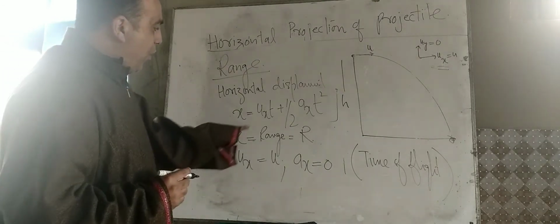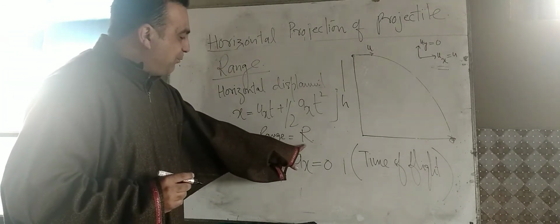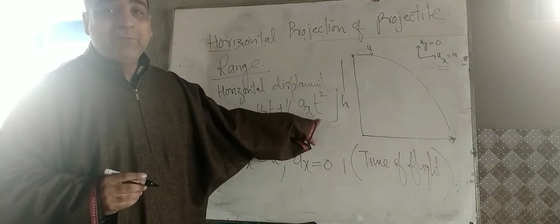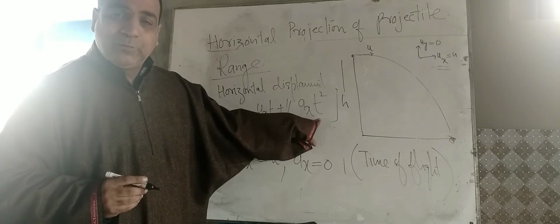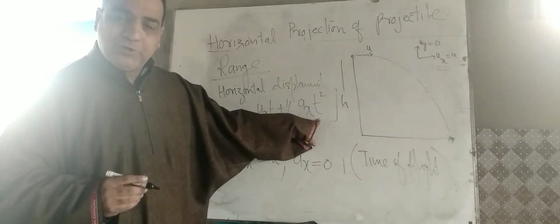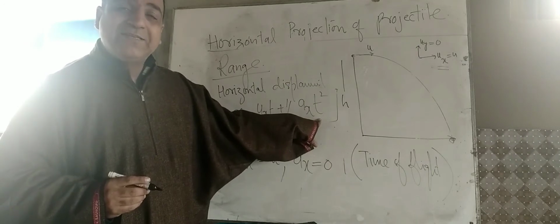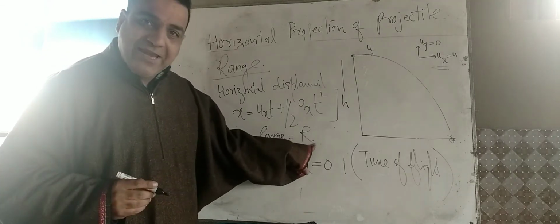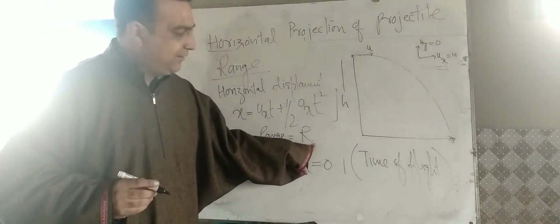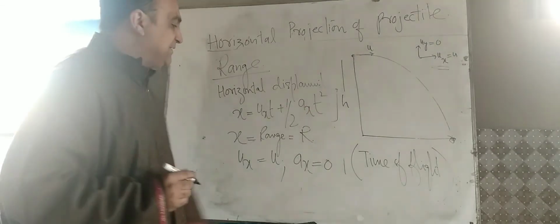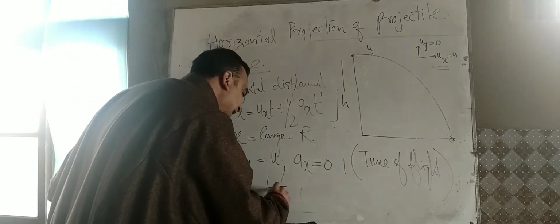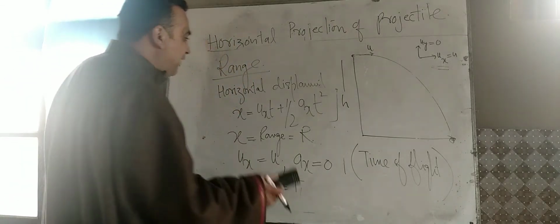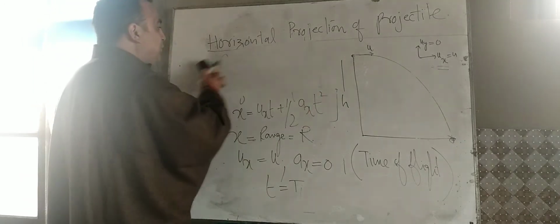So, x will refer to the range provided this t is the time of flight. Because time of flight is the total time taken by the projectile from the point of its projection to the point it hits the ground. That means this x will be called the horizontal range of the projectile, provided this t is equal to time of flight, that's capital T. So we can write down the equation for the range, horizontal range.